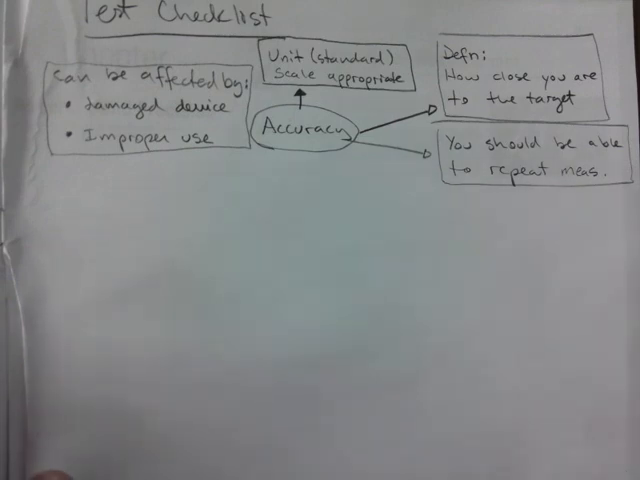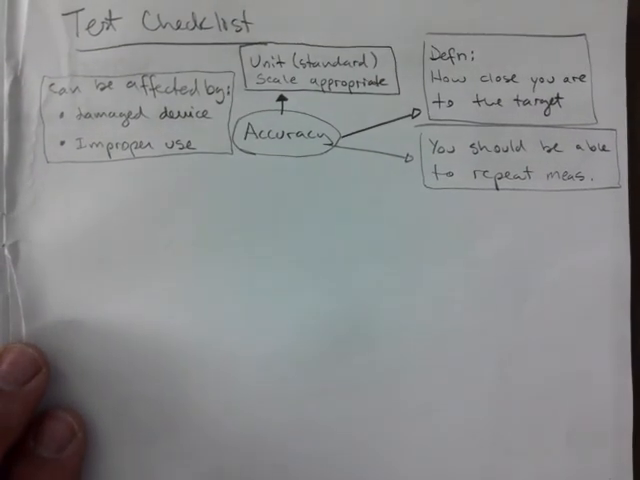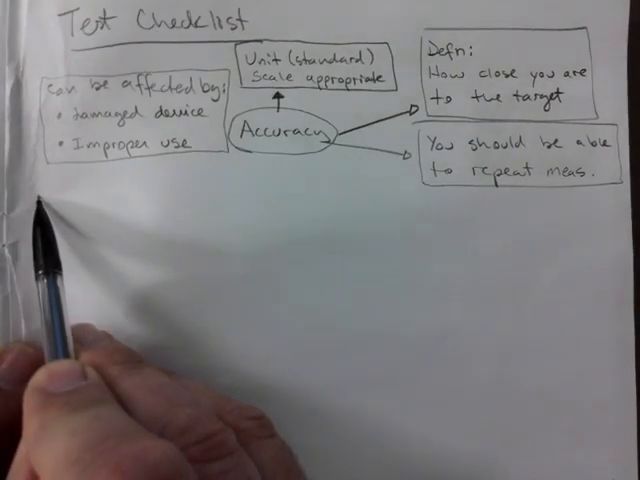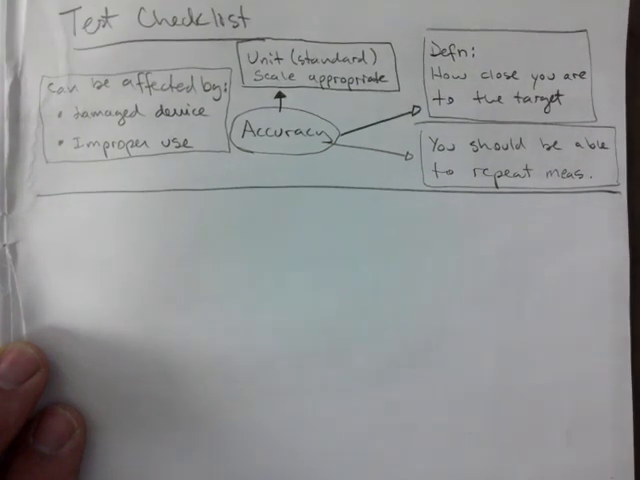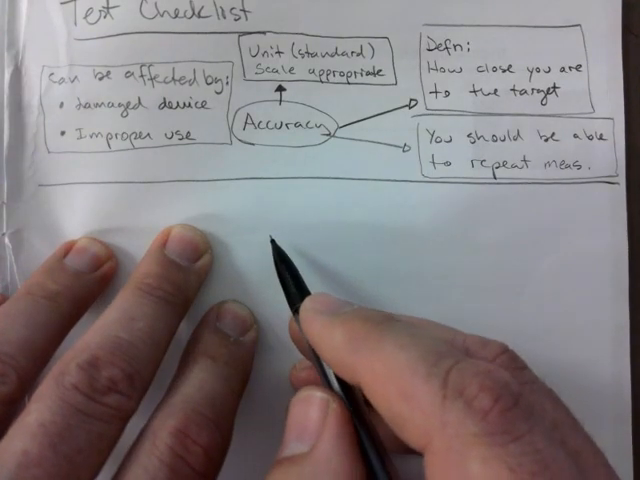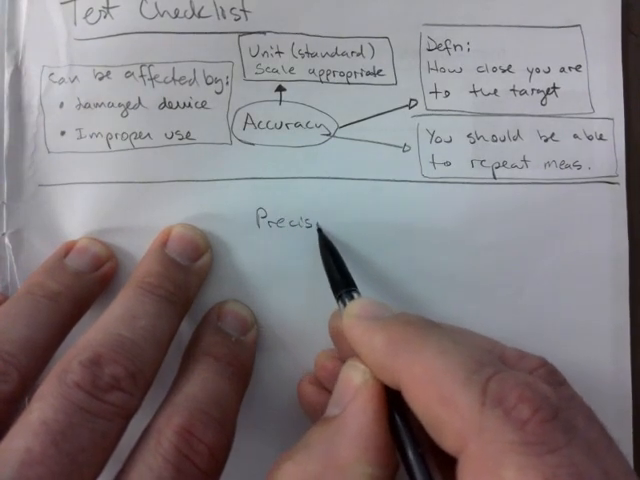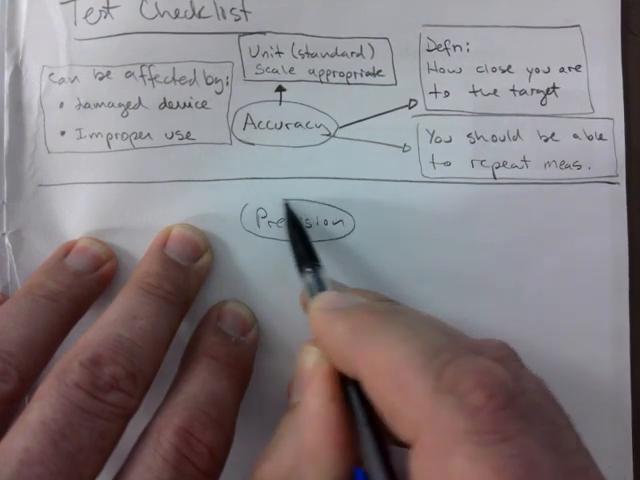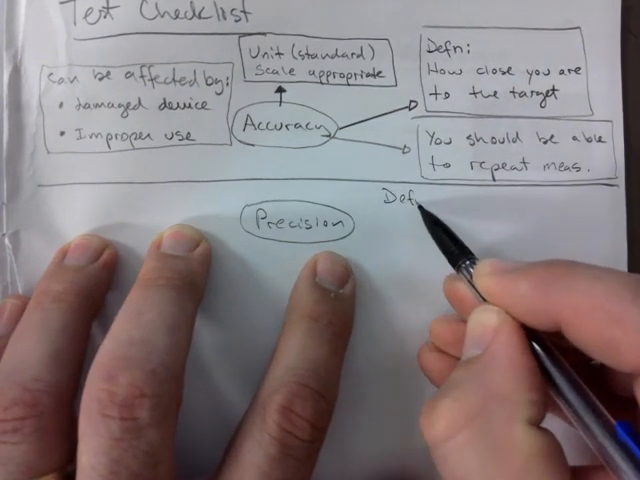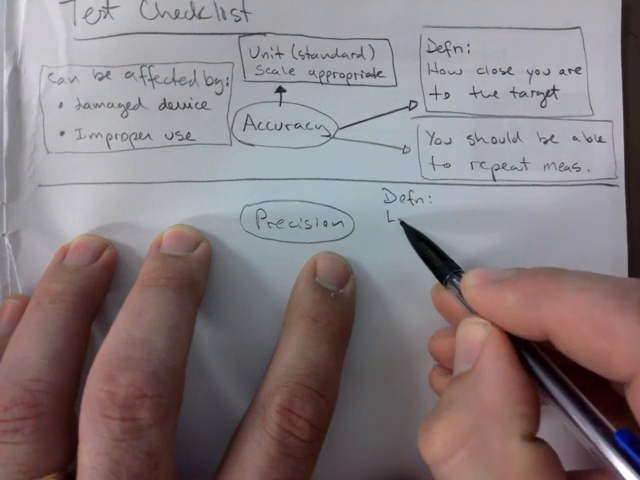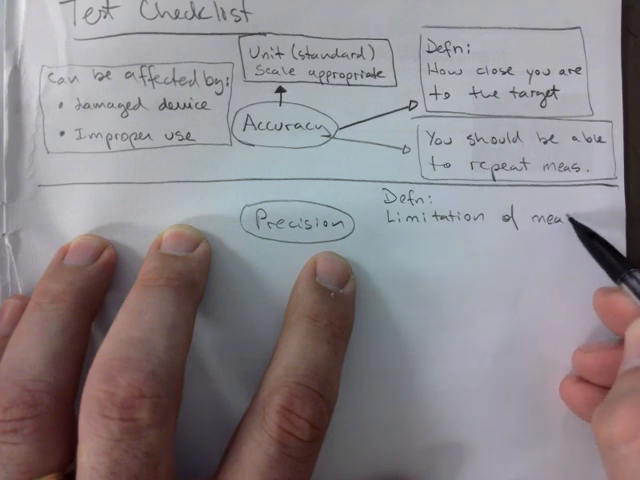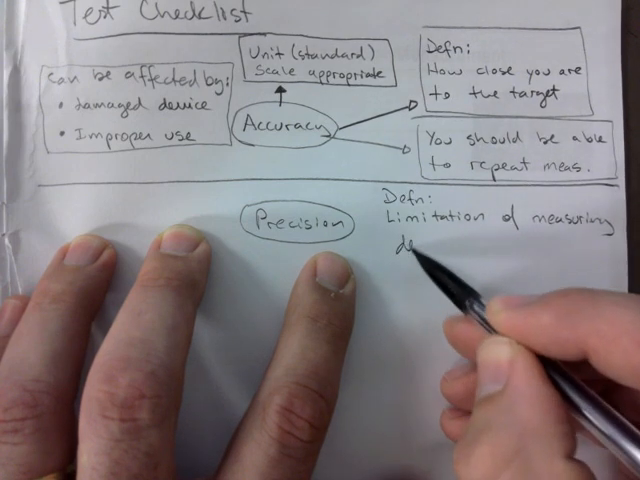Then we talked about precision. But both precision and uncertainty relate to accuracy. Okay? But I'm kind of going to cut it off right here. Talked about precision. And the definition would be limitation of measuring device.